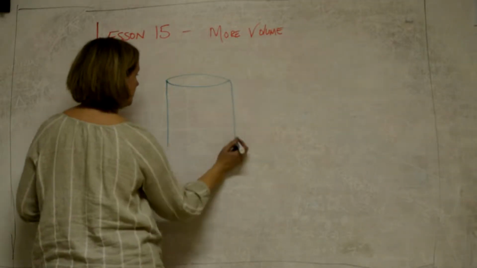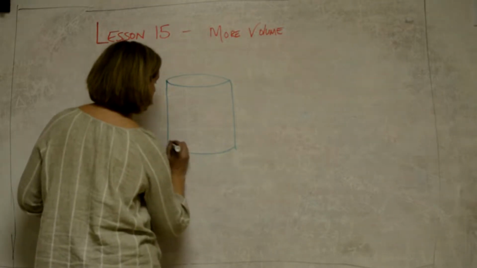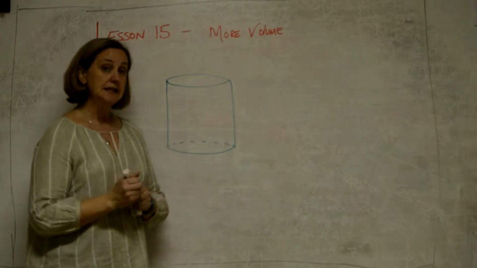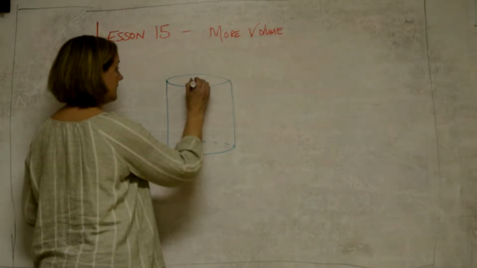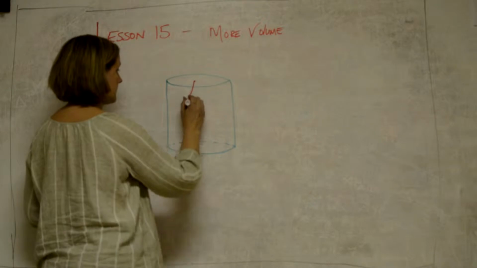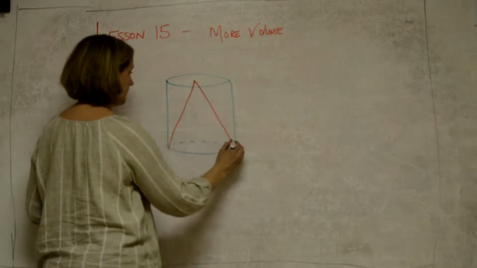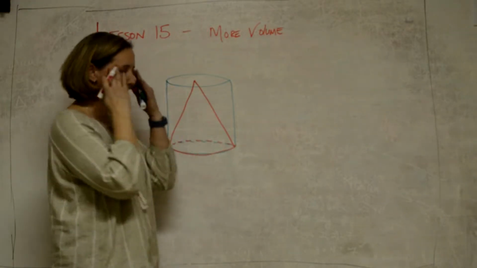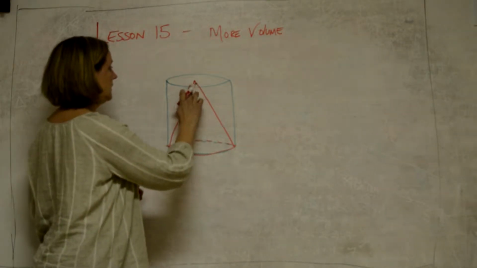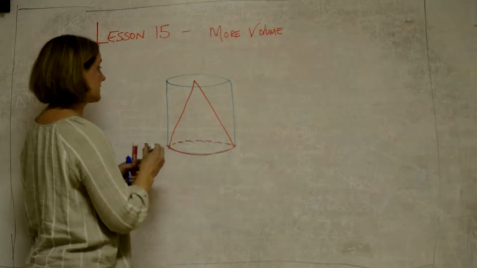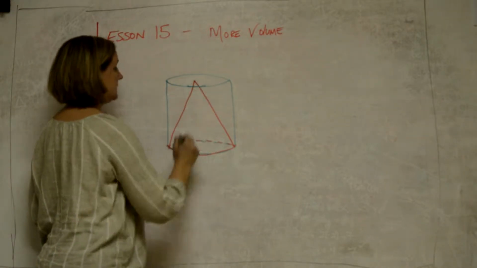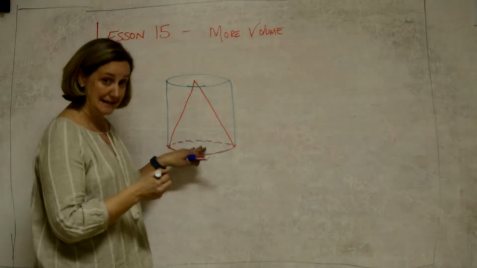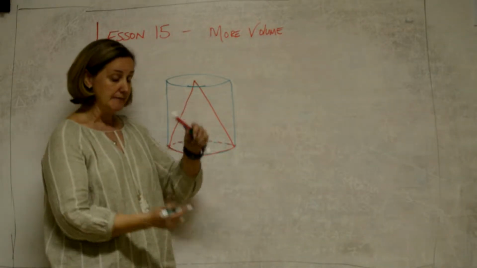If you can imagine, I'm going to take my cone and I'm going to put it inside, all right? This is my cone. But if you can imagine the cone inside a cylinder, okay? Now, if I was trying to find the volume of the cylinder, I would take the base and multiply it by the height, okay?